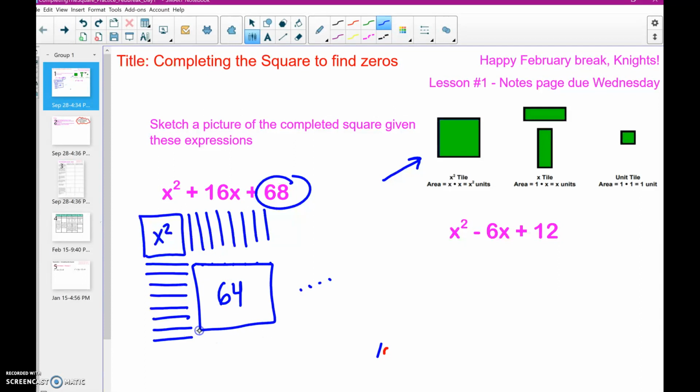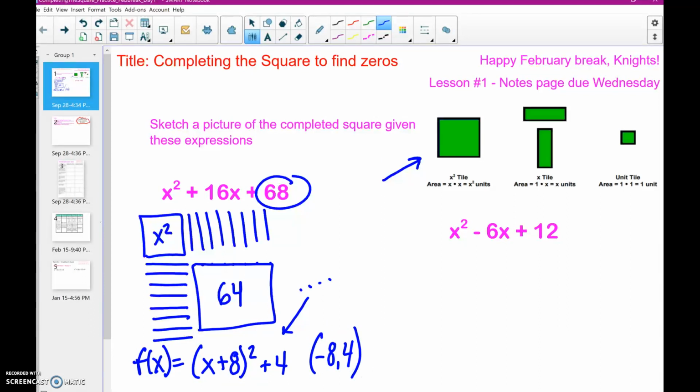If you want to go the extra mile, even though it didn't ask you to do so, what we can do is write our equation in vertex form. So we would have f of x equals our side length, which is x plus 8 squared, plus 4. Those 4 represent those 4 left over. We also know our vertex would be negative 8, 4 in this equation.